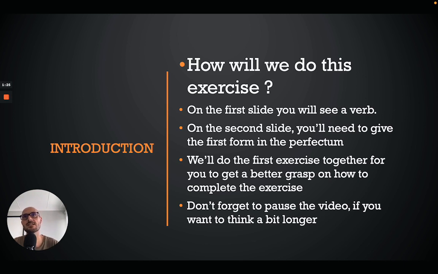So we'll do the first exercise together for you to get a better grasp on how to complete the exercise, and then you also have an idea on what to do. And don't forget to pause the video if you want to think a little bit longer. Sometimes you see a verb but you're not 100% sure about the irregular past participle, so then pausing can help you out. Before we start, I want to say all of these verbs are irregular. None of them is regular, so you kind of have to know them by heart, but the verbs are actually quite useful because these are verbs we use all the time in Dutch.